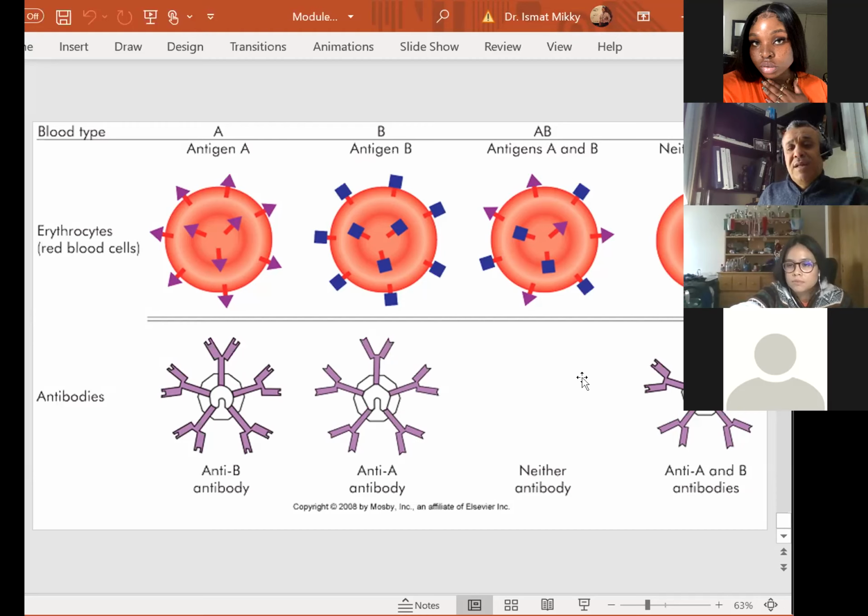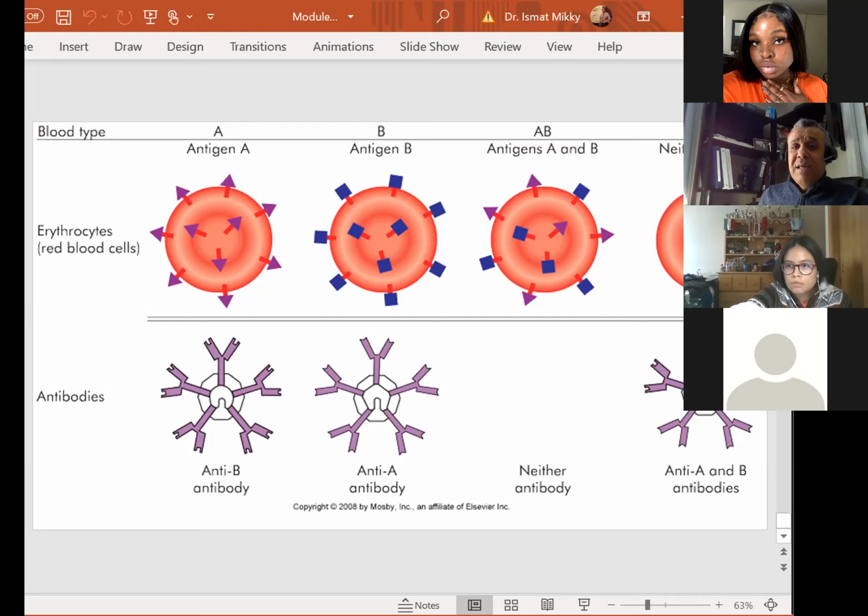So they don't have any antibodies in their blood, in the plasma. Which means that they can receive any blood type or blood group, because their blood doesn't have any antibodies that are going to attack any blood group or any RBCs, regardless of whether it has A antigen or B antigen. Because we said AB is the universal recipient, they can receive any blood type or group because they don't have any antibodies to attack them.